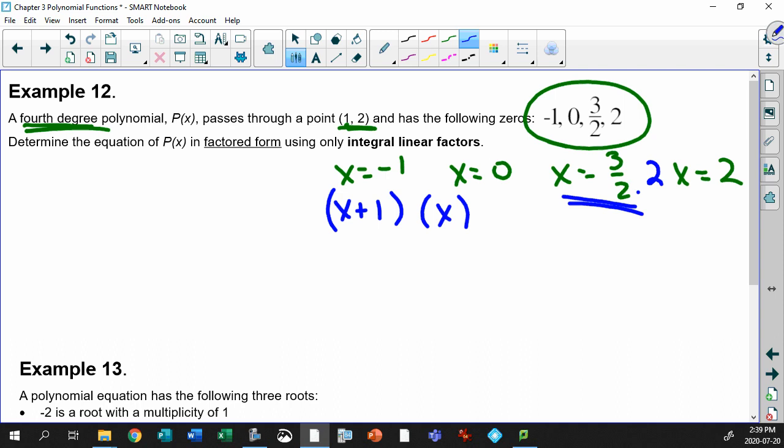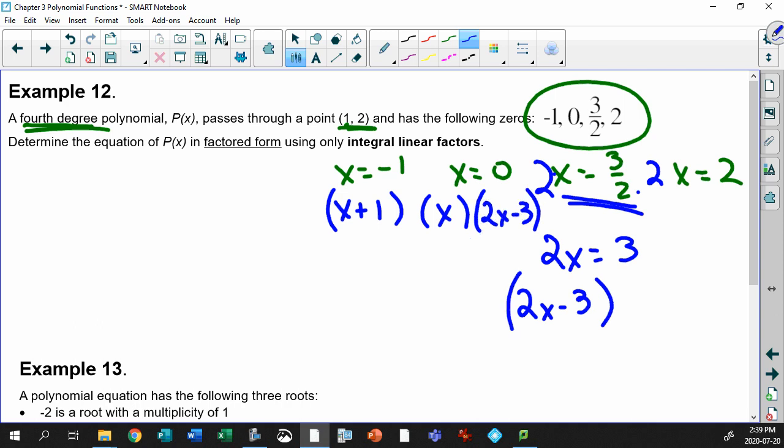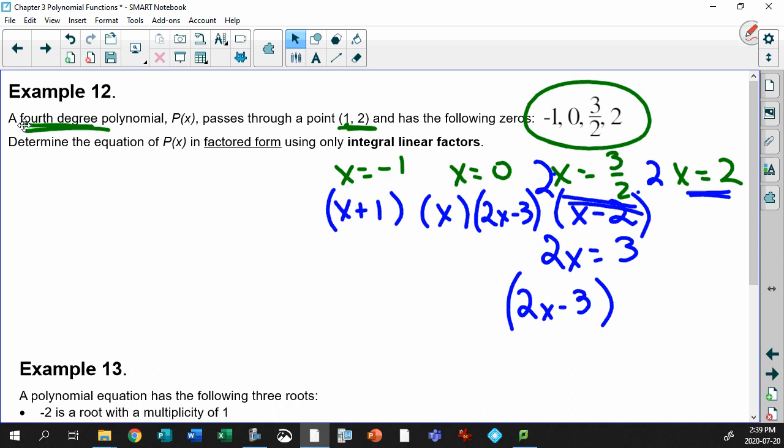Remember, you got to multiply both sides by 2 to give you 2x equals 3. Bring the 3 over. You got 2x minus 3. Beautiful. So there's your 2x minus 3. And then our last but not least is this guy out here, which of course is going to be x minus 2. Beautiful. So let's rewrite this.